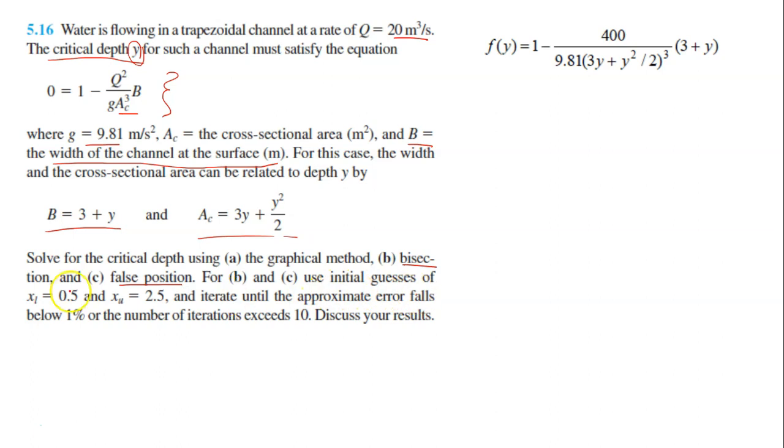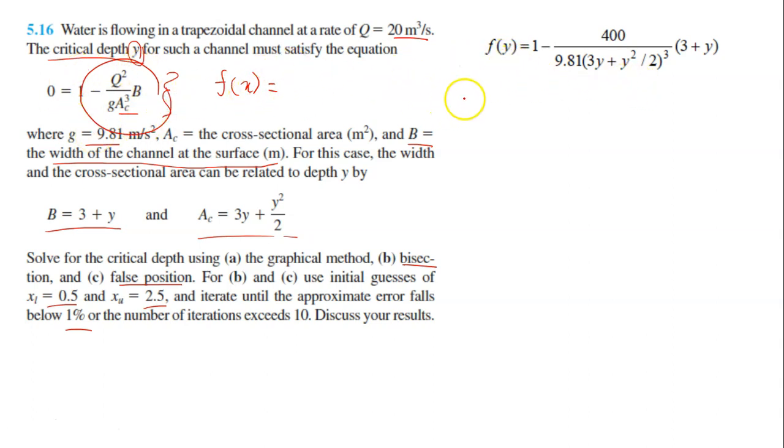Then use initial guesses of 0.5 and 2.5 and iterate until the approximate error falls below 1% or the number of iterations exceeds 10. So it's either your EA falls below 1% or you reach the maximum number of iterations, whichever comes first, and then you can stop your calculation. And then what is the starting equation? You can use this straight away because this one is already equals to 0. So your fx will be this whole thing, something like this.